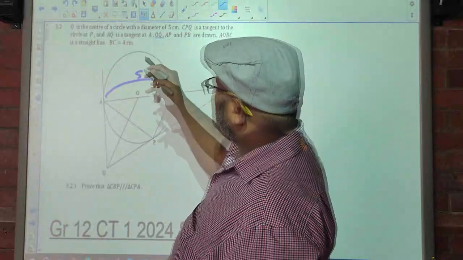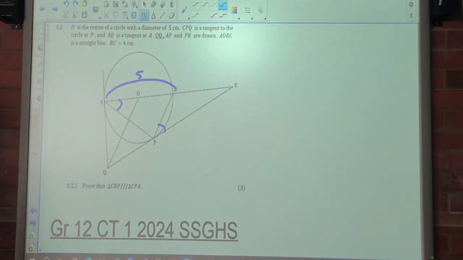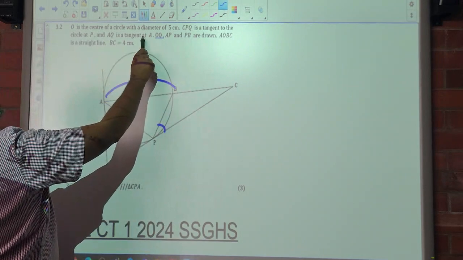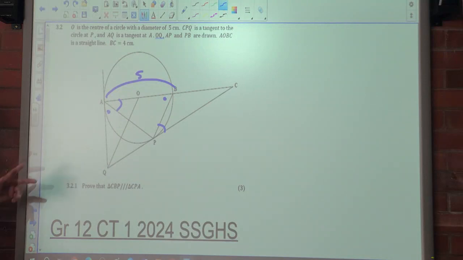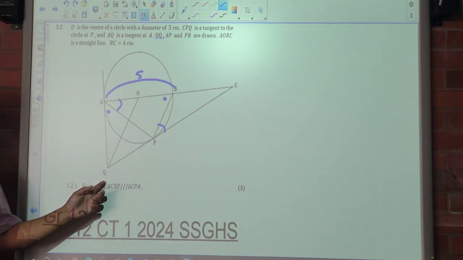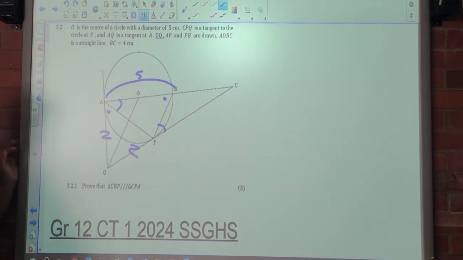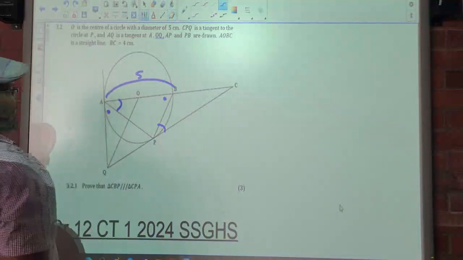CPQ is a tangent to the circle at P. If there's a tangent, the tangent goes here. And AQ is a tangent at A. So this angle here is equal to that angle there. But we have 2 tangents meeting at point Q. So what does that mean? It means to say that AQ is equal to PQ. Why? Tangents from a common point.